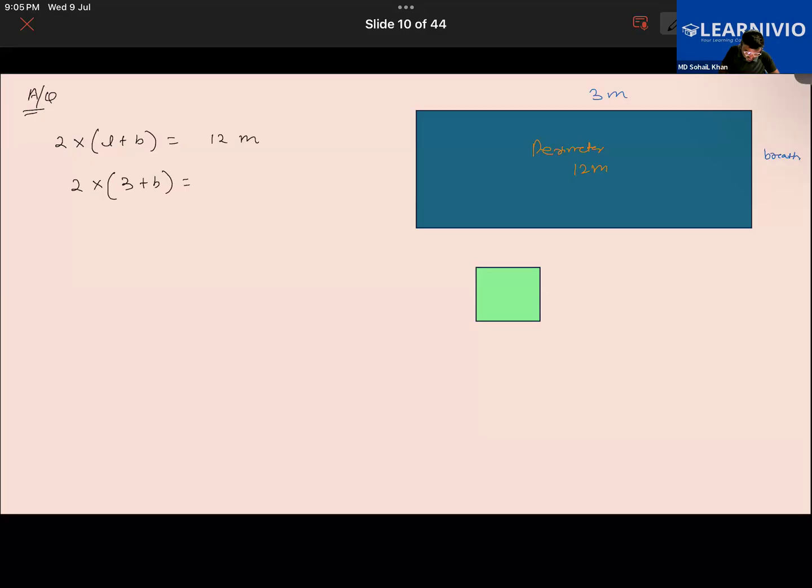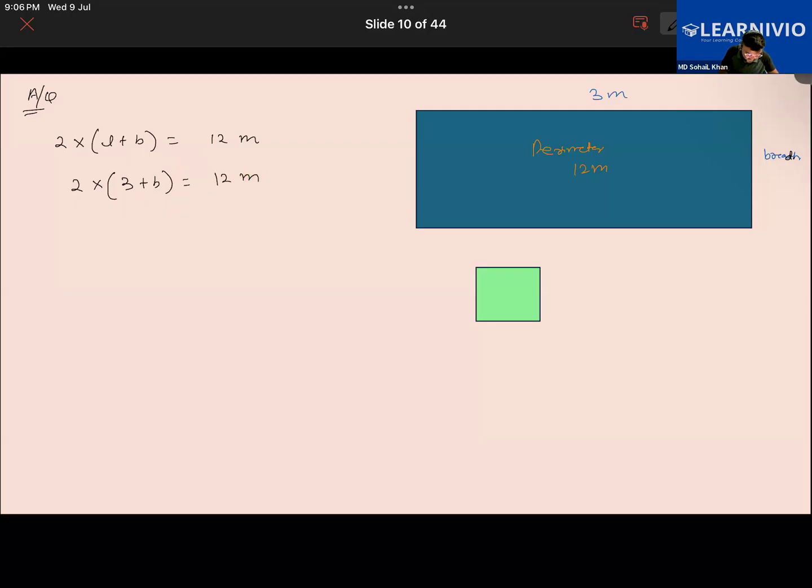Sir, the remaining breadth is 3 meters. Okay. So we know that 2 times (length plus breadth) equals the perimeter. Hold on. The length is given in the question as how much? 3 meter, no? So 2 times (length plus breadth) equals 12 meter. We have written it like this.